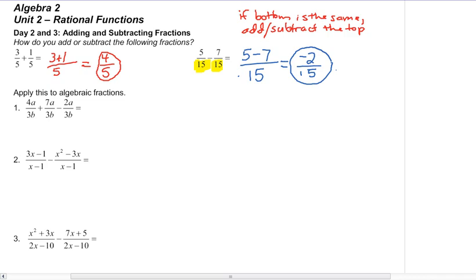All right, so the key is we're going to check each denominator, make sure they're the same in both of them, or all three, or all four. When we do that, we just add or subtract the tops together, and the denominator will stay the same. Okay, so let's move on to the next section where we're going to be doing this to fractions with letters, with variables in it.